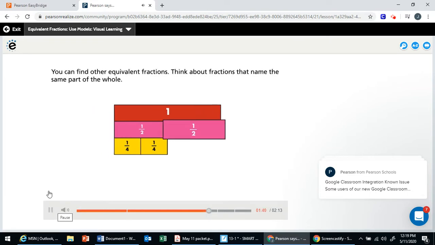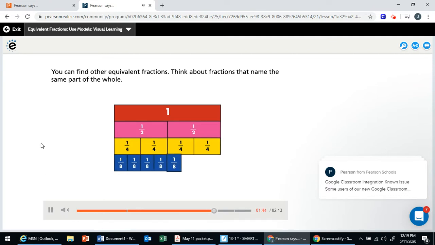You can find other equivalent fractions. Think about fractions that name the same part of the whole.